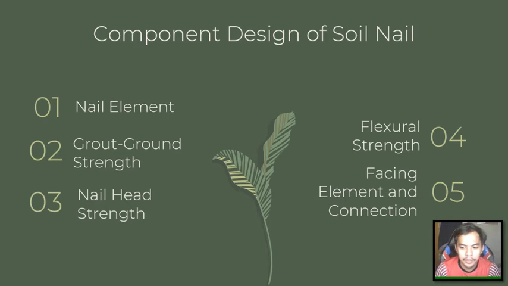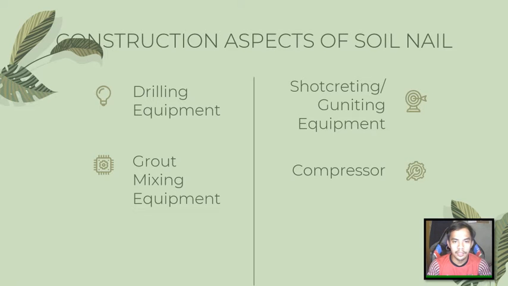For the component design of soil nailing, there are 5 components, which are nail element, ground strength, nail head strength, flexural strength, and facing element and connection. Construction aspects of soil nailing: number 1, drilling equipment; number 2, grout mixing equipment; number 3, shotcreting or gunniting equipment; and lastly, compressor.